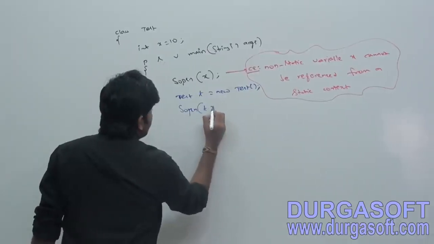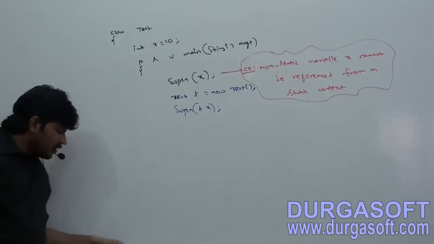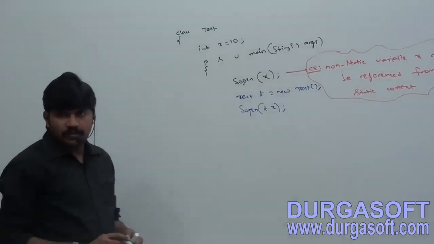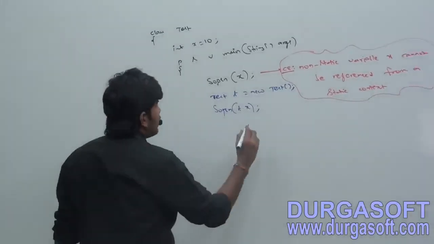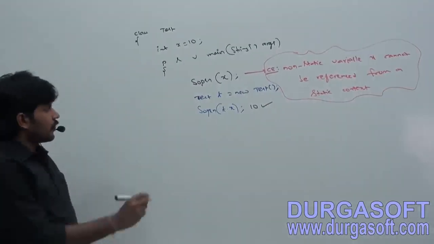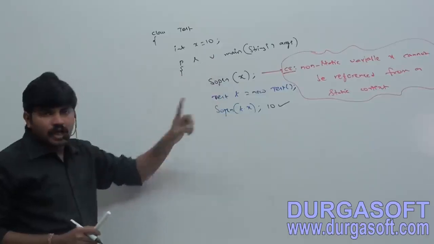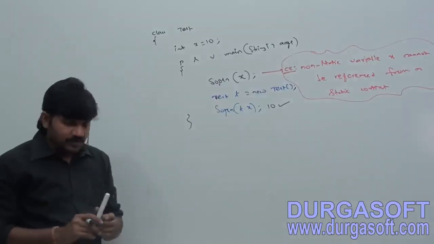System.out.println t.x, SOP of t.x. Can you tell, is it valid or not? SOP of t.x valid or not? Valid. What is the output by default we are going to get? 10. So from static area we can access instance variable by using object reference. Clear for all of you, right?